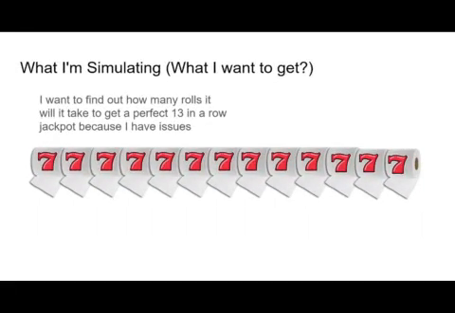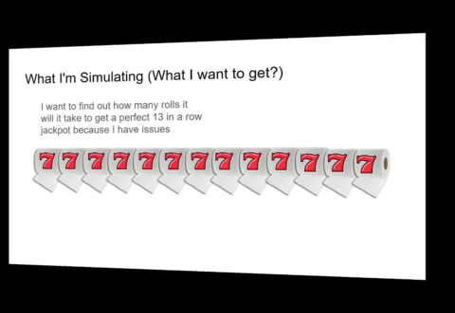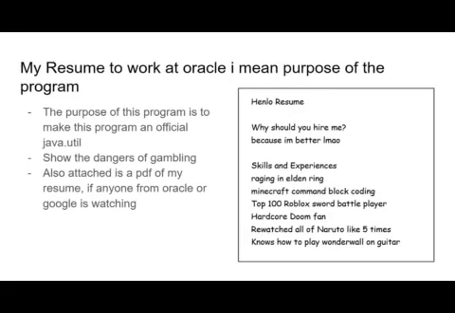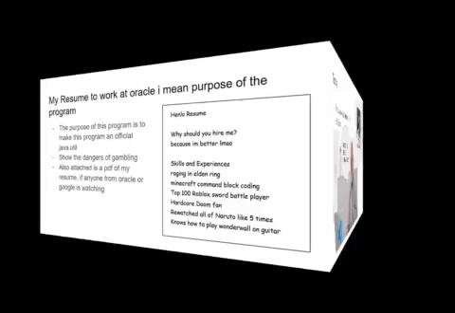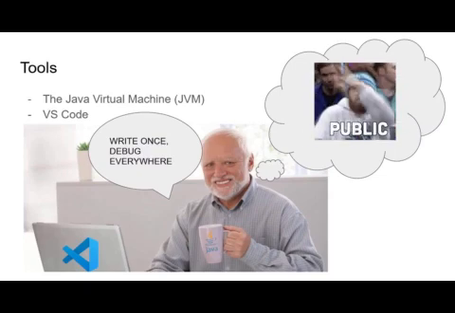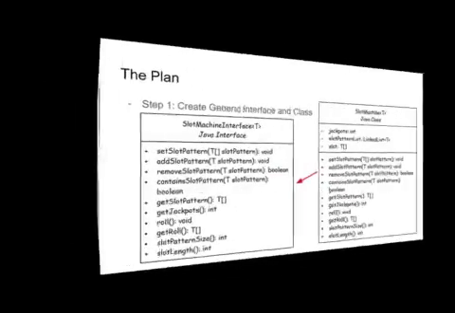I want to test how many rolls it will take to get a perfect 13 using 3 separate patterns. The purpose of this program is so I can make money. I mean to show the dangers of gambling and to make this data structure an official java.util. The tools that I will be using is my primary coding language, the Java Virtual Machine on VS Code.